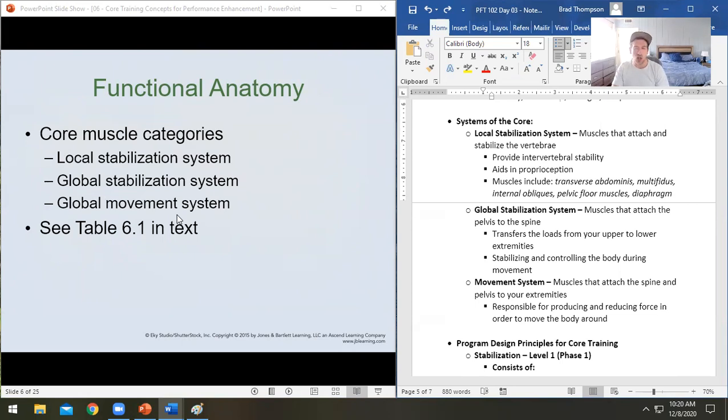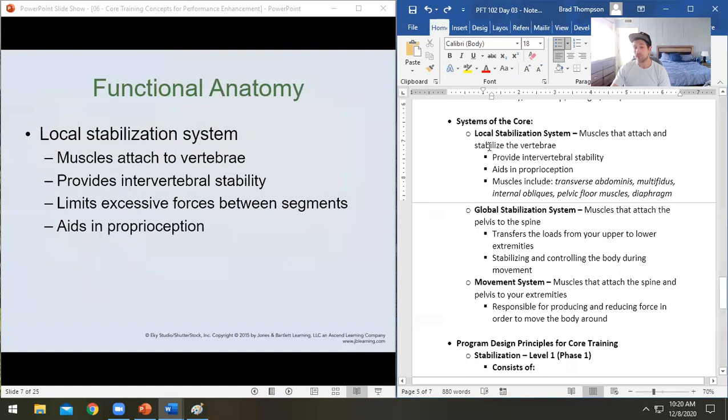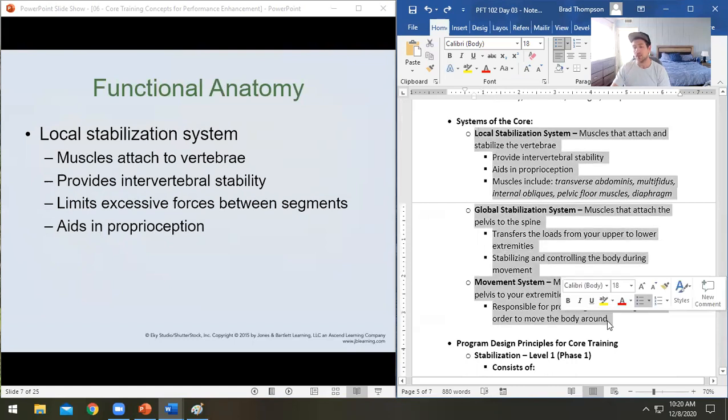Well, it's not all about movement. It's some about movement, right? But it's also about holding your body in proper alignment. So we've got a couple different categories of core musculature here. We talked about this in PFT 101, but you've got three systems of the lumbopelvic hip complex, three systems of the core, right? You get your local stabilization system.